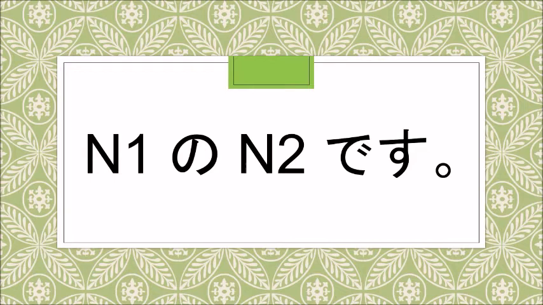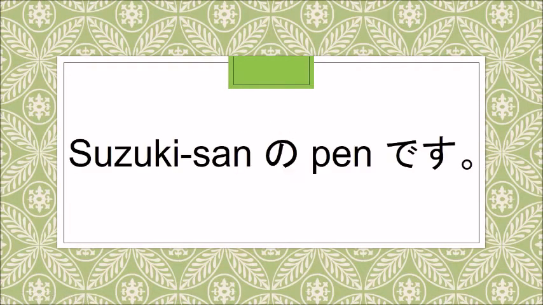Today, we will learn how to express the sense of possession in Nihongo. So, the syntax is something like noun 1, no, noun 2, desu. Meaning noun 2 belongs to noun 1, or you can say noun 1's noun 2. So we'll see some examples.